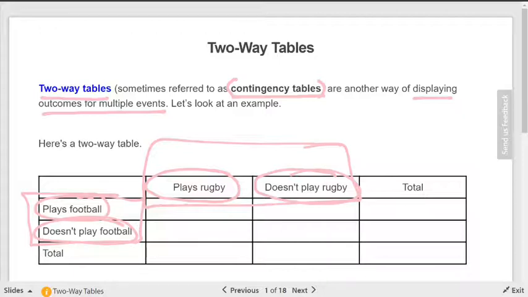Could I have put football up here across and rugby here down? Yeah. Absolutely. They're completely interchangeable. There's no reason for one to be one place and one to be in the other place. Okay? You happy with that? Now, but if you put rugby on the top, then make sure it's all rugby there and all the data about football on the side, etc.